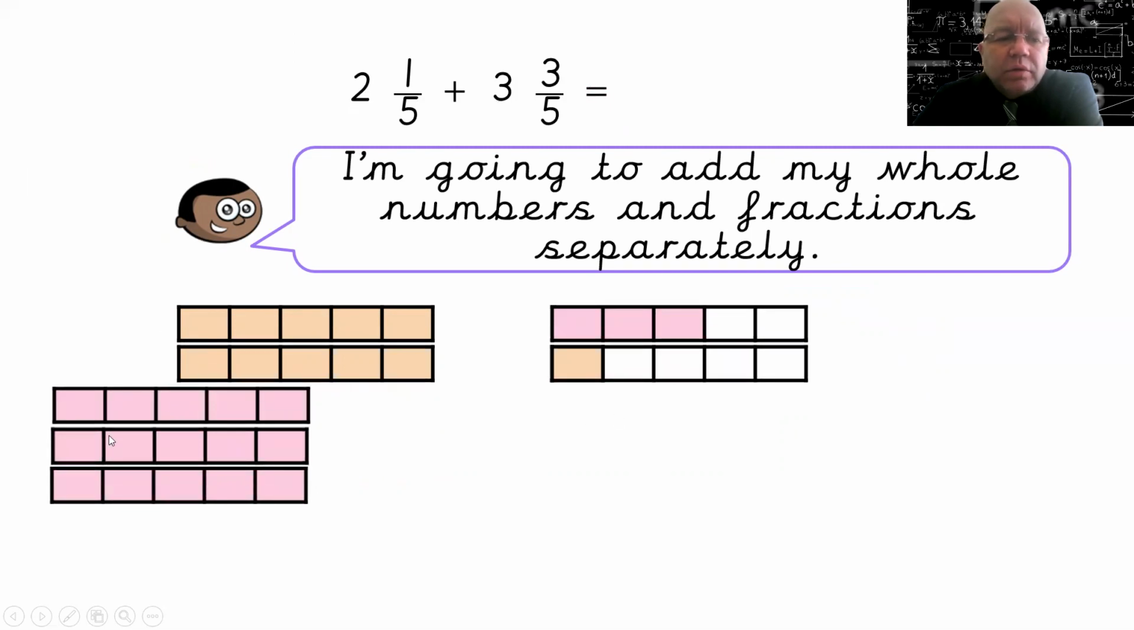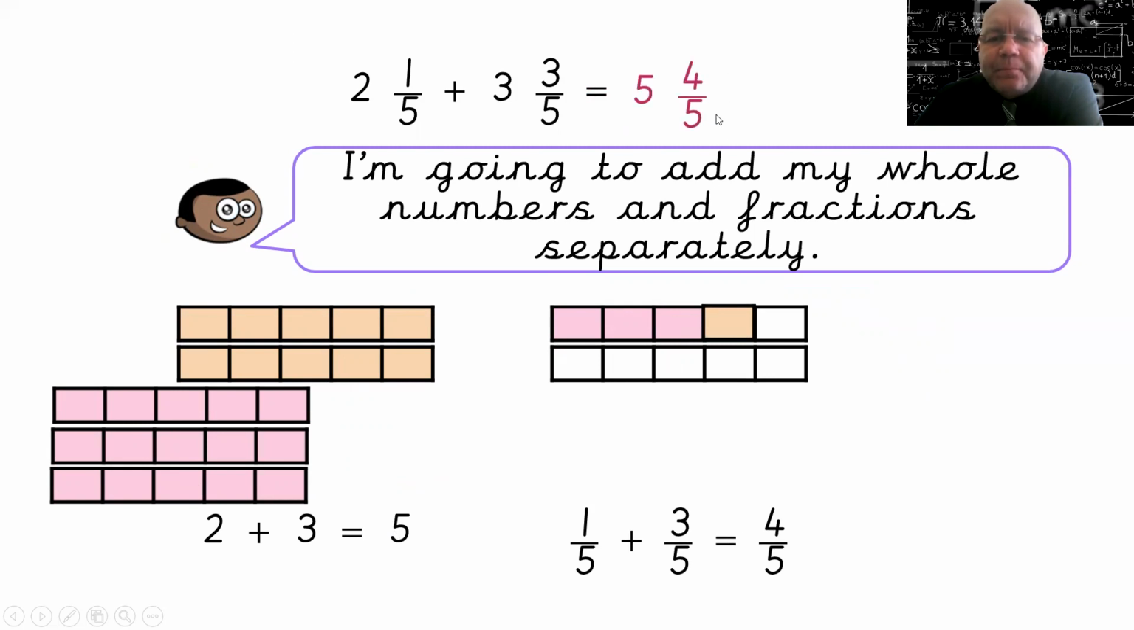So there's all our wholes. These are a little bit wonky, but they're all together. So we've got 1, 2, 3, 4, 5 wholes. 2 and 3 is 5. So that's dealt with the wholes. And now we've got the 1/5 and the 3/5, which all together give us 4/5. Okay, so 5 and 4/5.